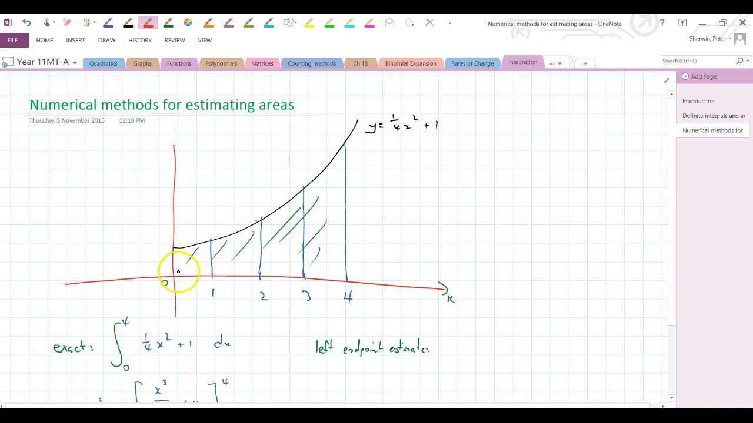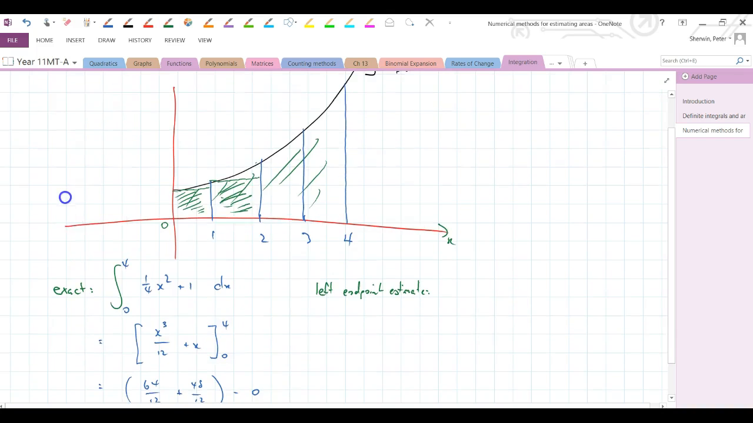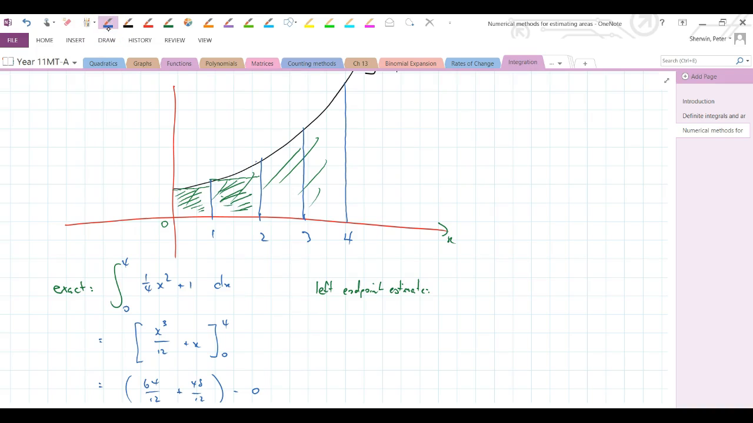I'm going to use the left endpoint of each rectangle. There's 1 rectangle, 2, 3, 4. I'll use this left endpoint to do an estimate. So I'll come across here like that, and that will be my rectangle 1. For rectangle 2, I'm going to use my left post of 1 to go across here and create another rectangle. I'm going to find the area of that, because I can work out the area of rectangles.